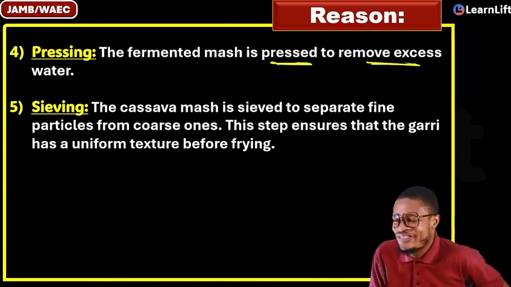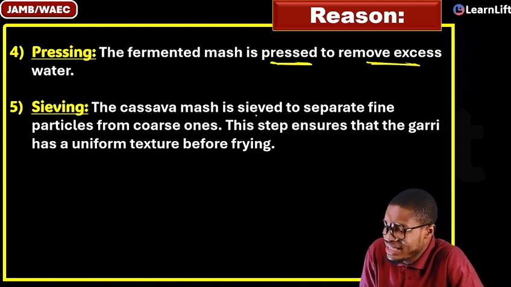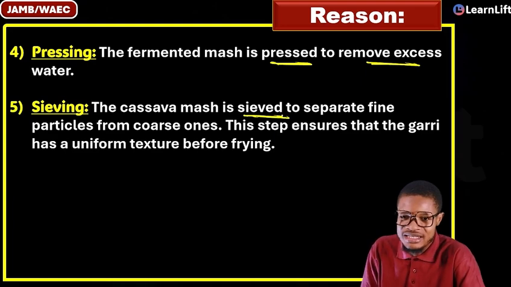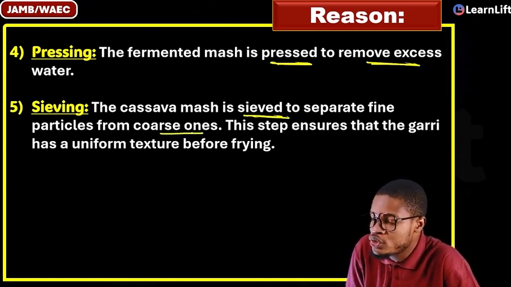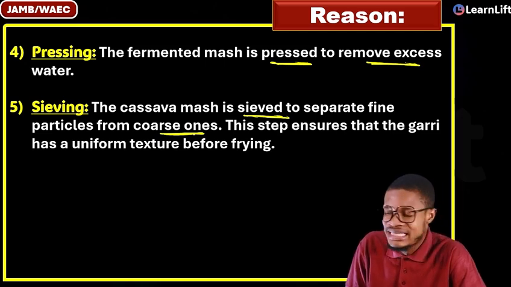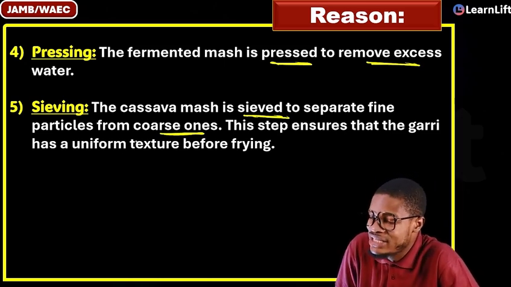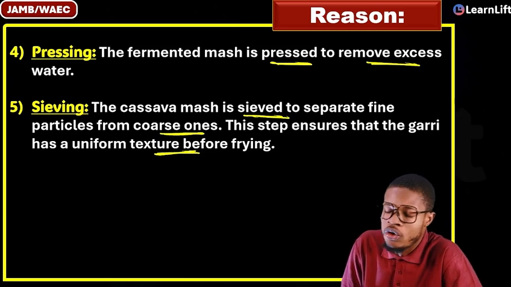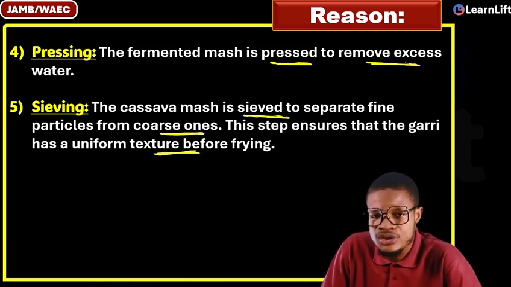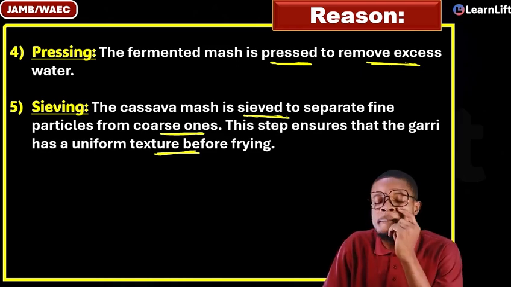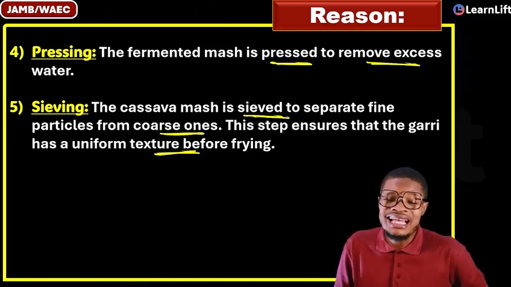After that, the next thing is sieving, right? So the cassava mash is what? Sieved. That's where sieving is coming in now, to separate fine particles from what? Coarse ones. Are you getting it? And this step ensures that the Gari has a uniform texture before you start carrying out your frying. So the reason why sieving is done, right, is based on the particle sizes.